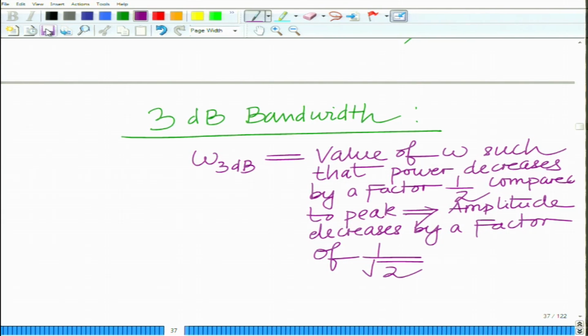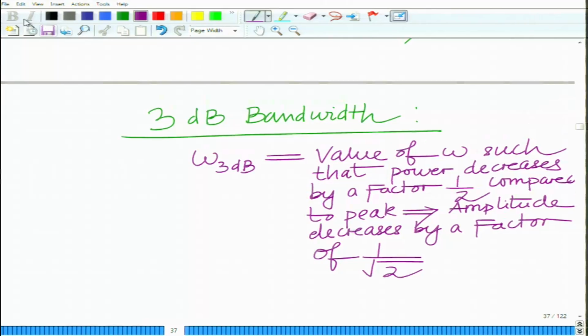So, this can be understood as follows. What we want to show is that if at the peak the amplitude of the frequency response is, let us say, k, then at the 3 dB point the amplitude decreases by a factor of root 2, that is, it is k over root 2, and therefore, the power, which is the square of the amplitude, decreases by a factor of half in relation to the power at the peak.